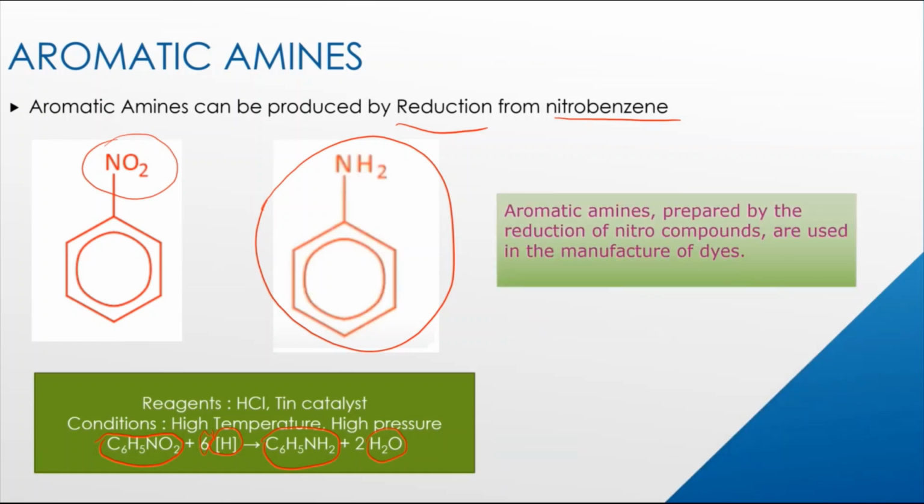But you also just need to be aware that aromatic amines, like the one we can see here, which are prepared by the reduction of nitro compounds, can be used in the manufacture of dyes. So remember to say that they can be used in the manufacture of dyes instead of saying that they can be used as dyes, and there is a difference between them. So aromatic amines can be used in the manufacture of dyes.